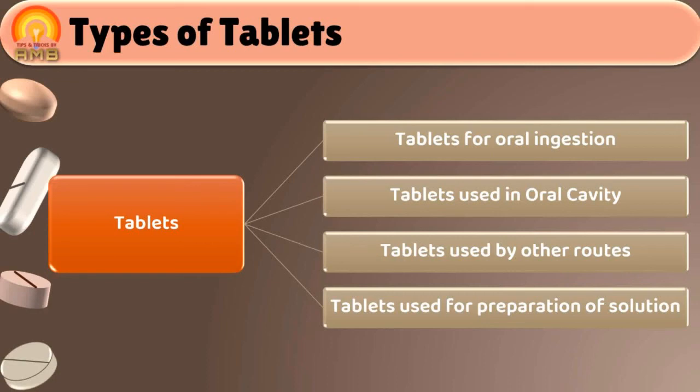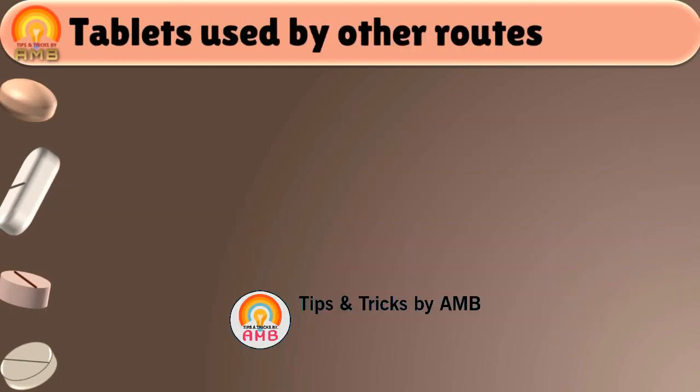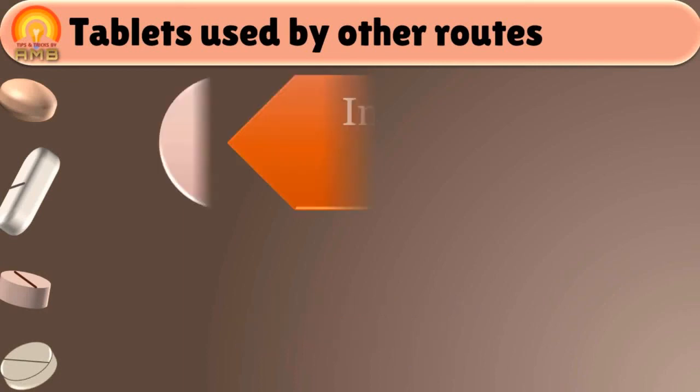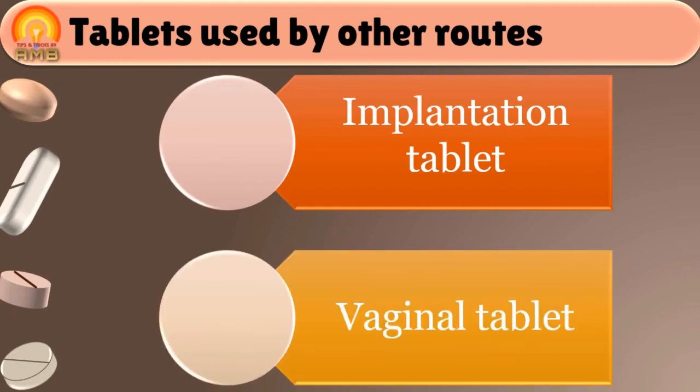We already discussed tablets for oral administration and tablets used in oral cavity in detail. In this presentation, we are going to discuss tablets used by other routes and tablets used for preparation of solution. First, we will discuss tablets used by other routes. These are the tablets which are used by a route other than oral route or oral cavity, and these are further subclassified as implantation tablets and vaginal tablets. Let's discuss these tablets one by one.